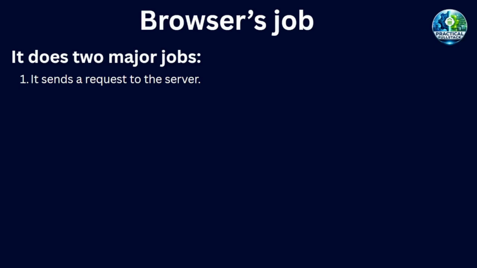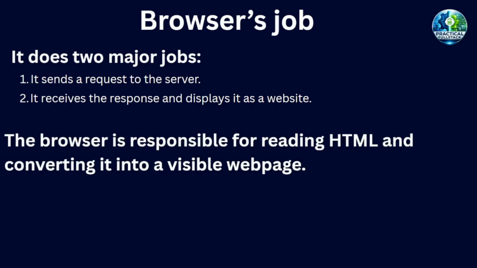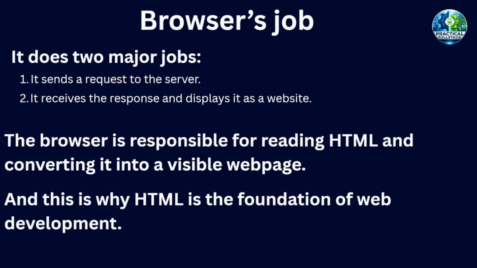Now that you have entered the URL and the URL tells the browser what to do, the next step is to understand the browser's job. The browser plays a crucial role in displaying websites. It performs two major tasks. First, it sends the request to the server. Second, it receives the response and converts it into a visible web page. It is basically responsible for reading HTML and converting it into a visible web page. And that is why HTML is the foundation of web development.